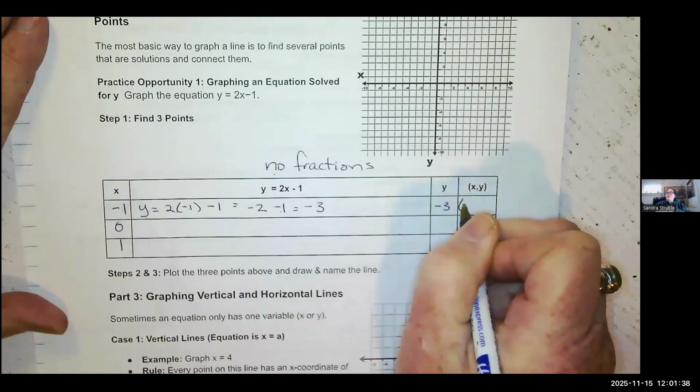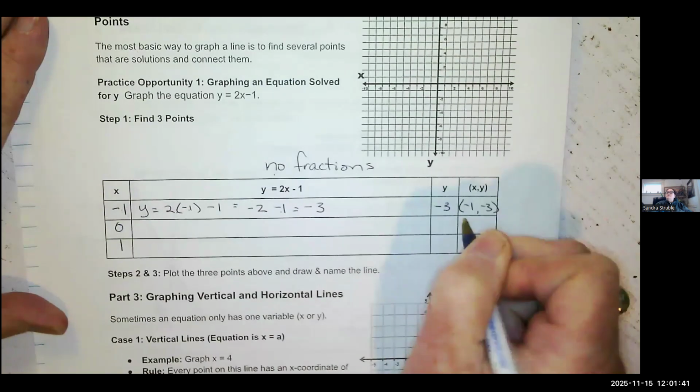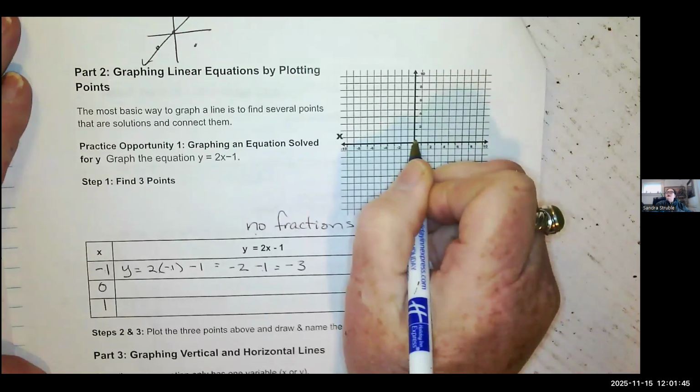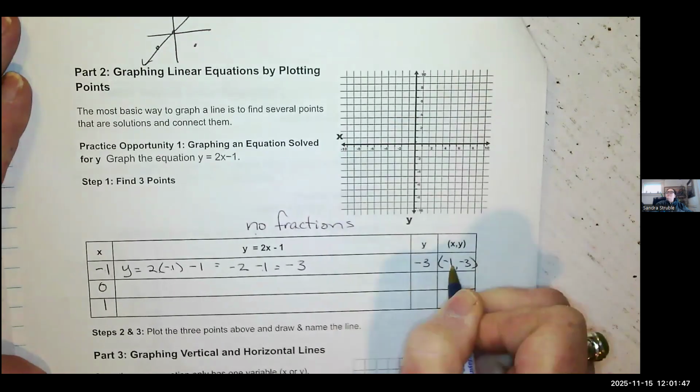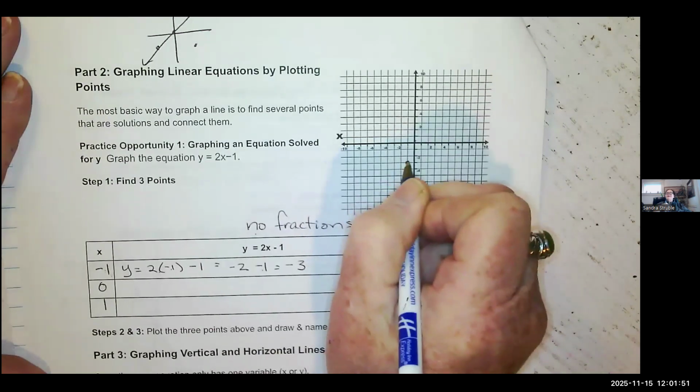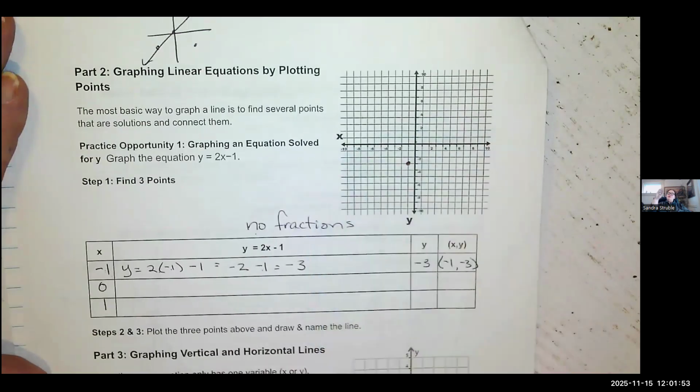I can plot that point from my 0, 0: go left 1 for -1, and then go down 3, 1, 2, 3, place that point. We are not going to name the points. Instead, once we get our line drawn, we're going to name our line. When we're doing the points, you need to label your points. When we're doing a line, as we're doing here, we're just going to name the line.